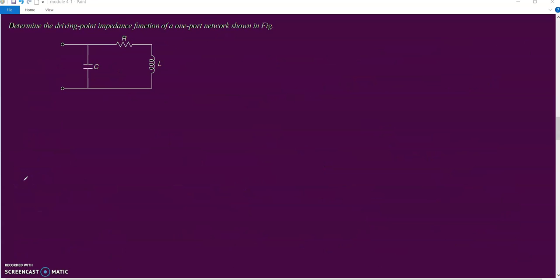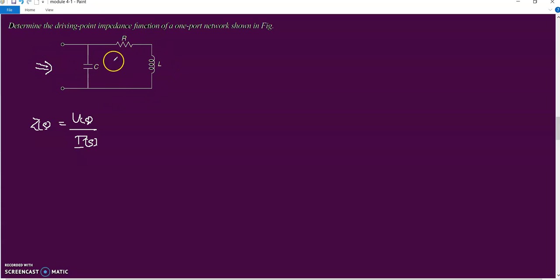Now let's see a problem. Determine the driving point impedance function of a one-port network shown in the figure. This is a one-port network and we have to find the driving point impedance function. Driving point impedance function of a one-port network is impedance, that means Z. Driving point impedance function Z of S is equal to V of S by I of S. So we have to find the V of S by I of S of this circuit. V of S by I of S means impedance, that is the impedance of this circuit looking from this side.